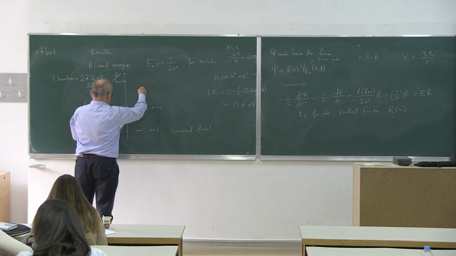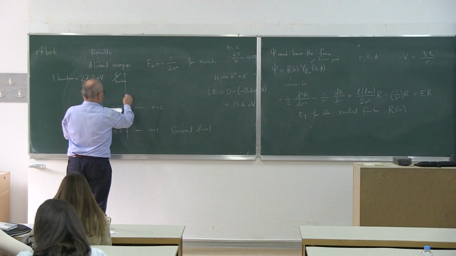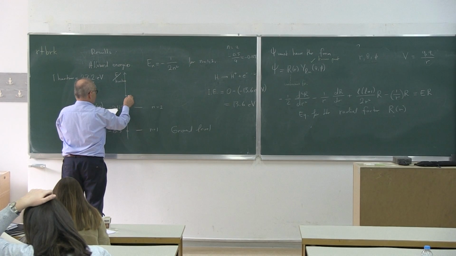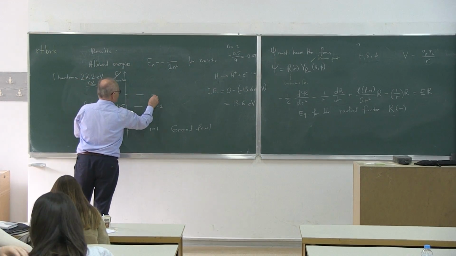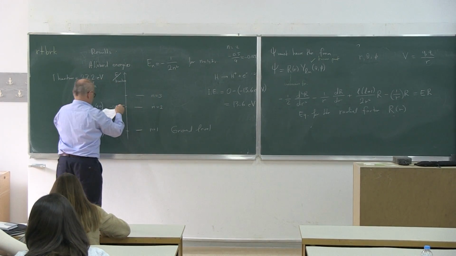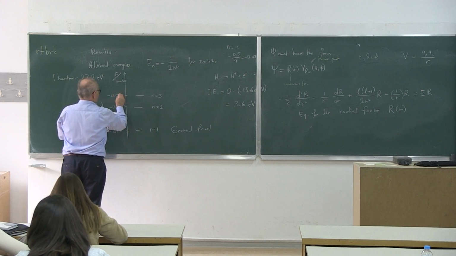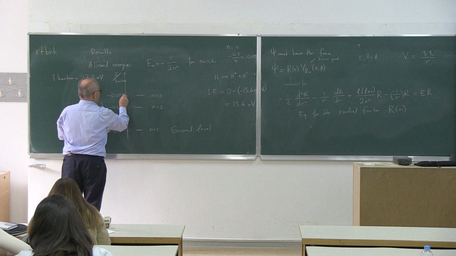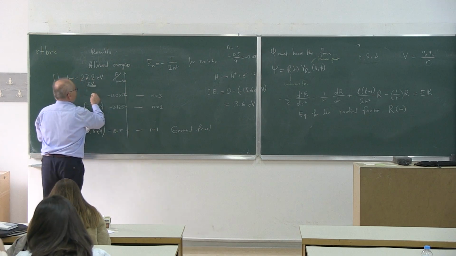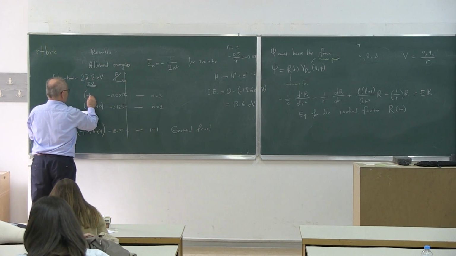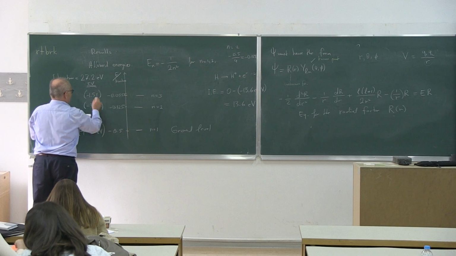Then for n equals 3, it is minus 0.0555 Hartree, or in eV, this is minus 1.51 eV.